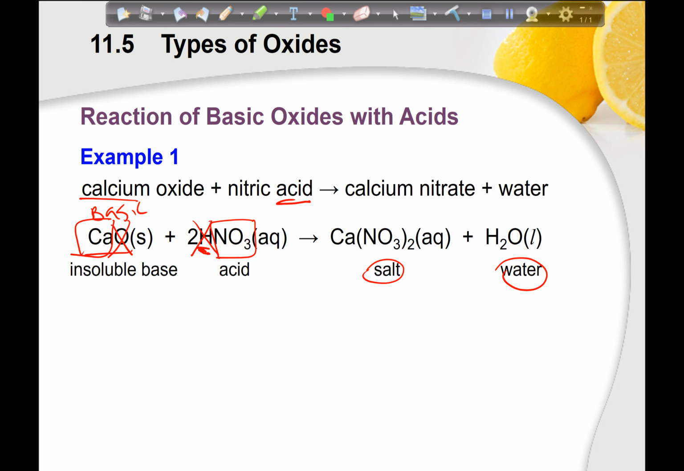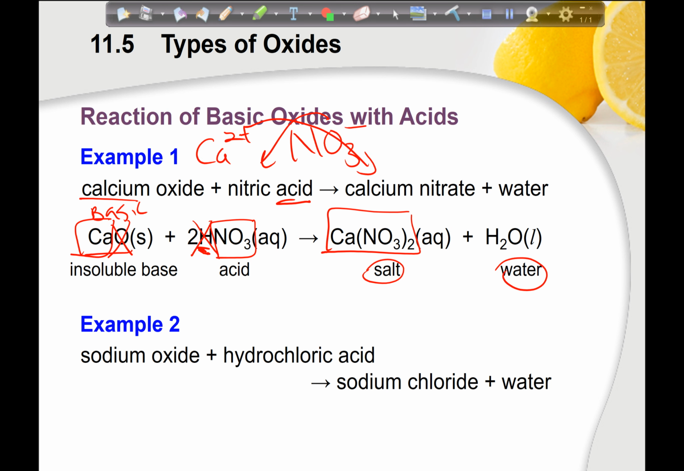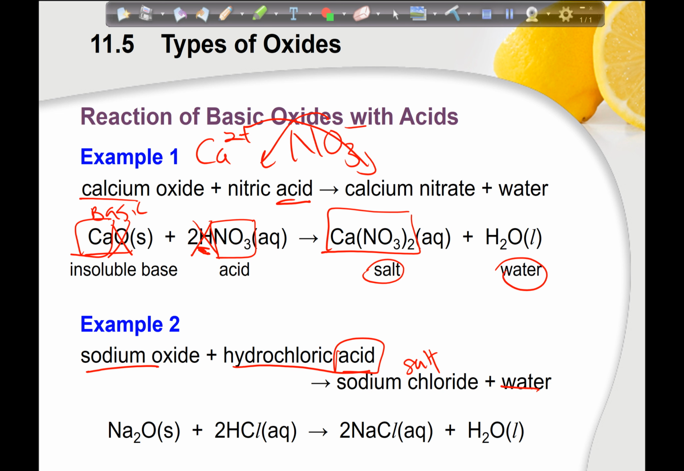Just a quick recap: calcium is Ca2+, nitrate is NO3-. When you do the crossover method, that's how you obtain Ca(NO3)2. This is just a recap of the ionic formula. The second example is pretty much the same. Sodium oxide is a base, hydrochloric acid is an acid. You will get a salt plus water, and that's how you do it.